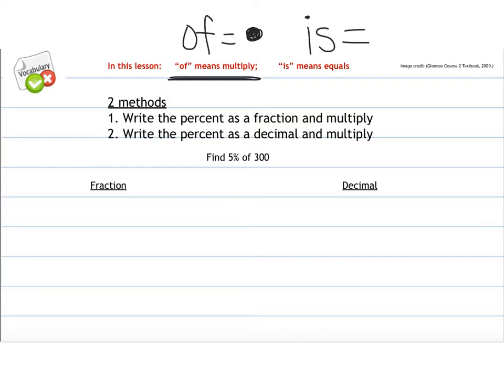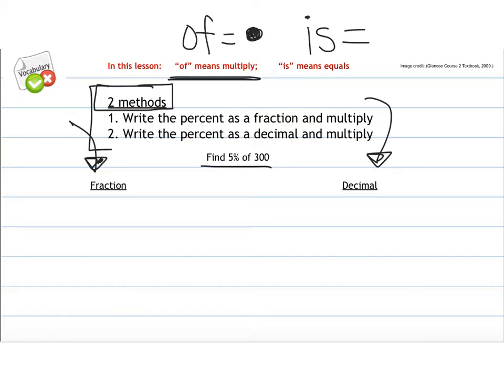There's two ways that we can find the percent of a number. We have two different methods. So I'm going to show you both, and I want you to have an example of both. So I would write "two methods," actually write those words, and then maybe set it up like this on your page. Fraction on one side, decimal on the other. And then this is our problem that, of course, you would want to write down. So finding 5% of 300.